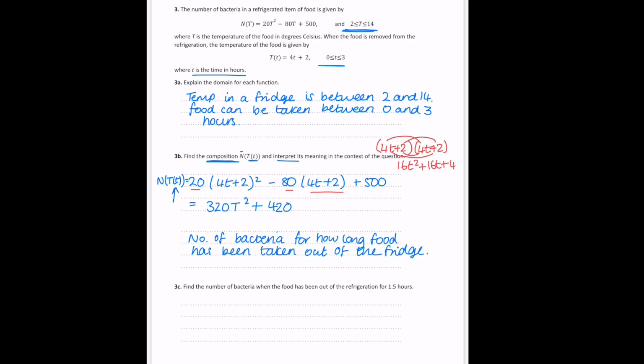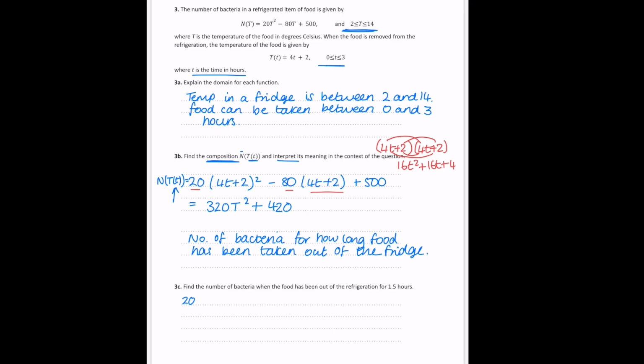And then we're finding the number of bacteria when the food has been out of the refrigerator for 1.5 hours. So we can actually use this function here that we've just found, and we're just substituting in 1.5. You could also use the original: you could put 1.5 into here and find the temperature. And then once you've got that answer, you can put that into your temperature and you can find your number of bacteria. So you can actually do it either method there. So if you weren't confident with your answer from B, you could just go back to using your original formula. So we're going to look at both methods.